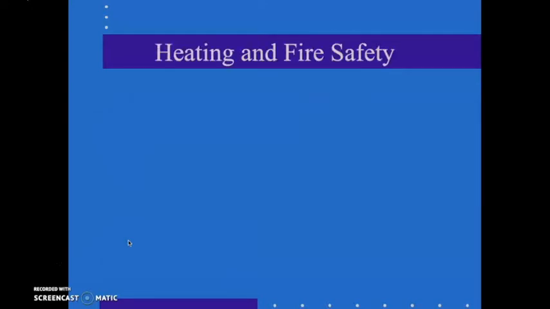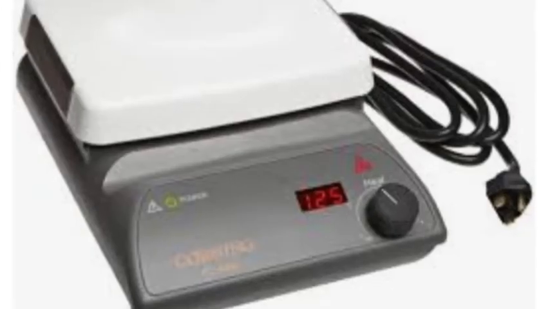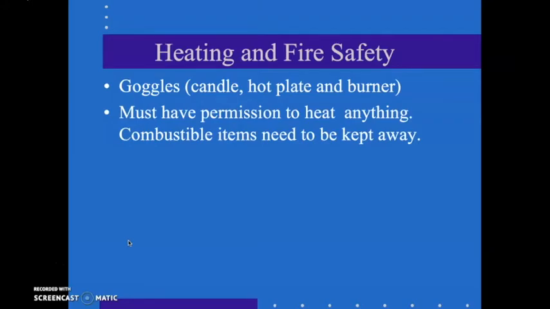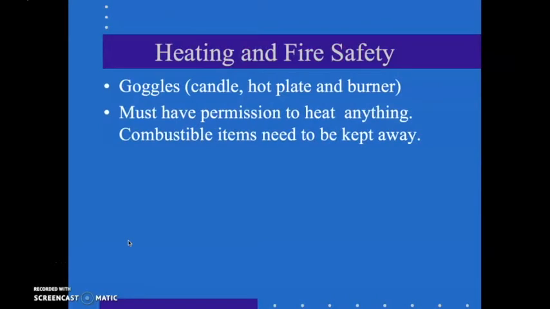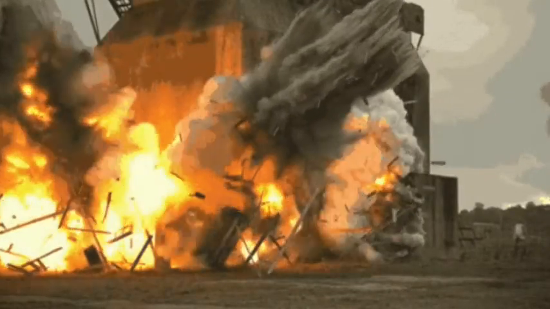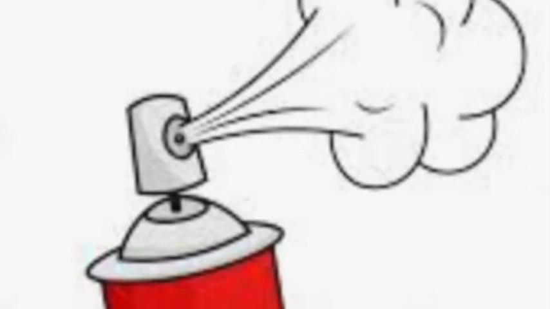Heating and fire safety. So if you're handling something that is hot, handling flames, what can you tell us? All right, let's see how you did. Goggles. Make sure, again, you're wearing goggles. Candles, hot plates, burners, anything like that. Must have permission to heat anything. Combustible items need to be kept away. So things that can easily explode, don't put them around the flame. Even an aerosol can can expand and blow up.